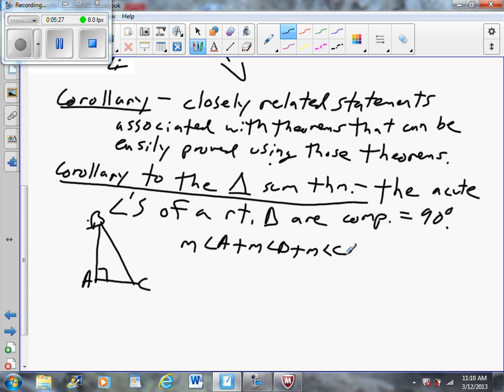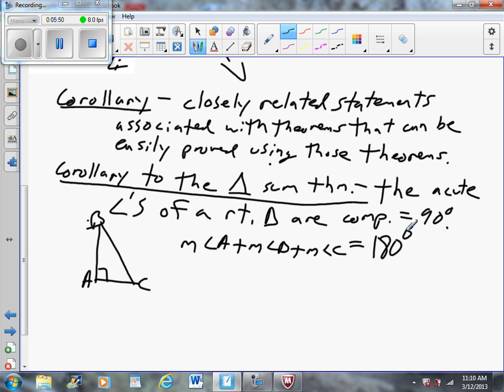The measures of angles A, B, and C are going to be equal to what number? Of this triangle here, what is the degree measure that those angles have to add up to? Yes, 180. Yeah, 180 degrees.